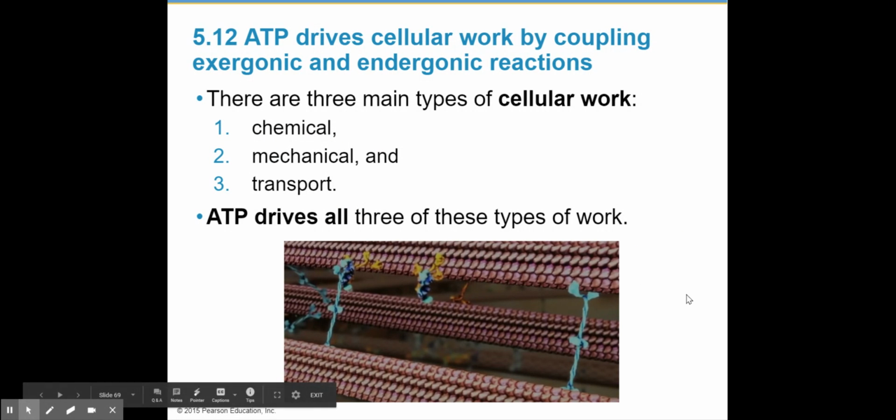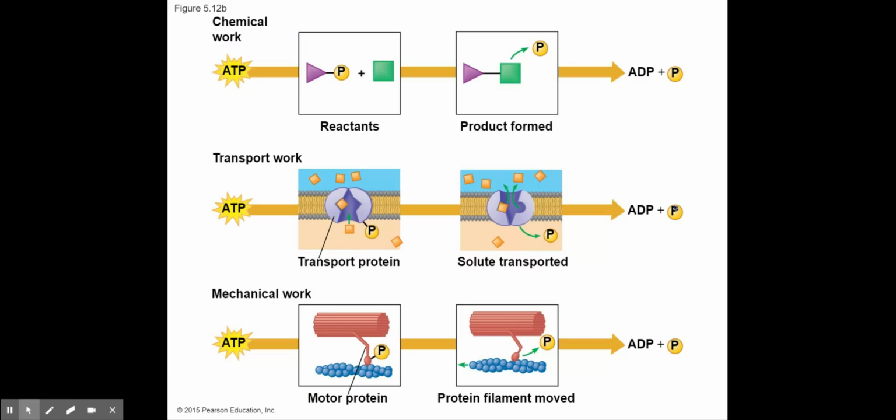All right. So how is the cell using this to do work? Chemical, mechanical, transport. ATP is going to drive all these reactions. And here's a video I should show you at some point, which is showing motor proteins literally walking along the microtubules of the cytoskeleton to carry materials to different places in the cell.